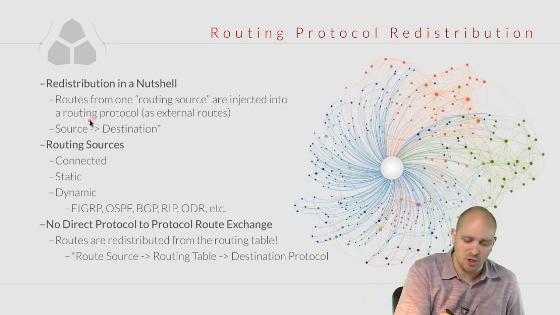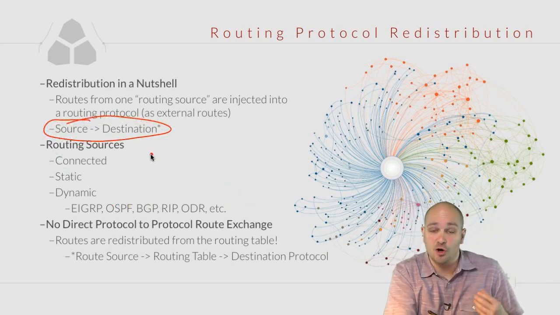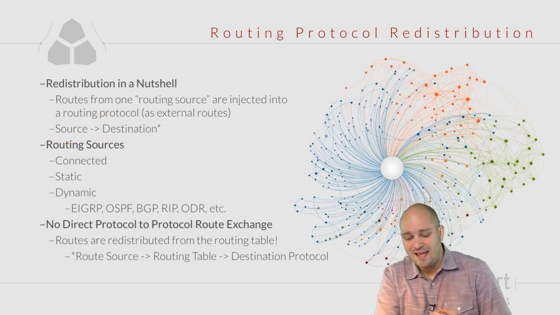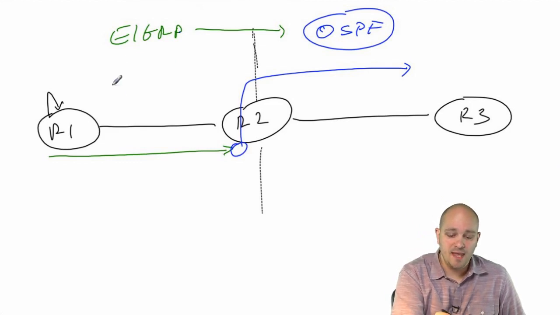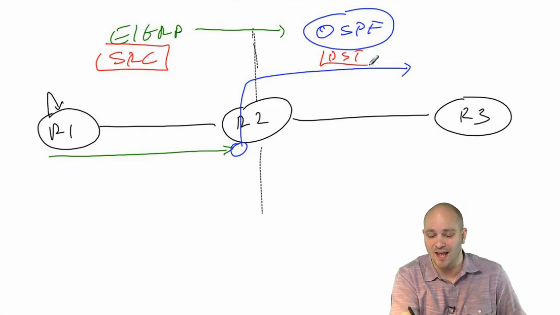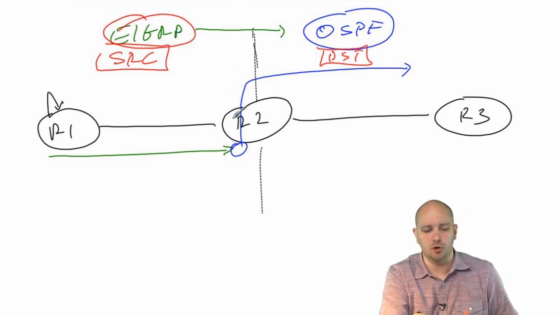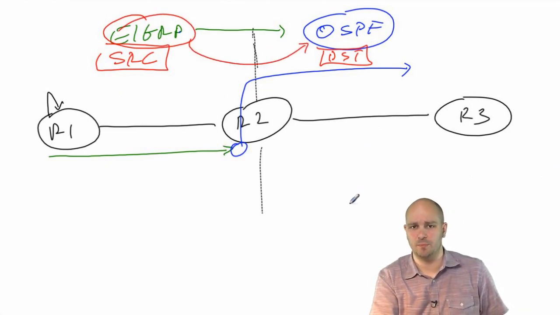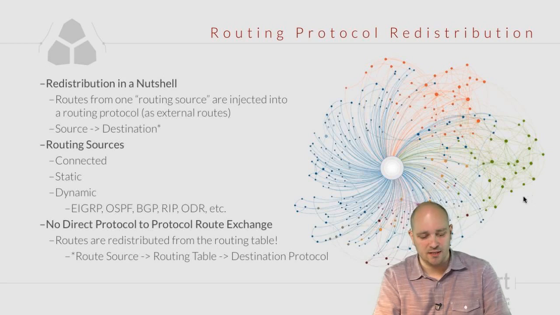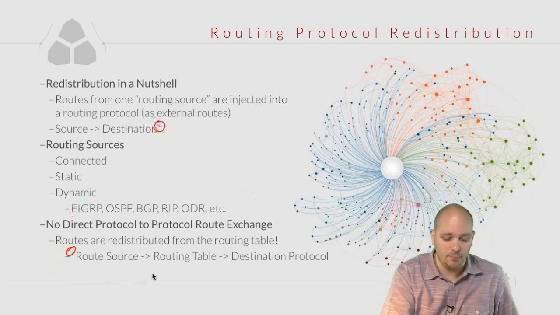Now, if you take a look at here, I did mention that the routes are advertised, are injected from the routing source into the destination routing protocol. In this example here, my EIGRP is the source and OSPF is the destination. And you would think that the routes were directly injected from the EIGRP topology table into the OSPF database as the external routes. That doesn't happen, however, and that's the reason why I put this tiny little asterisk here to explain it a little bit more.